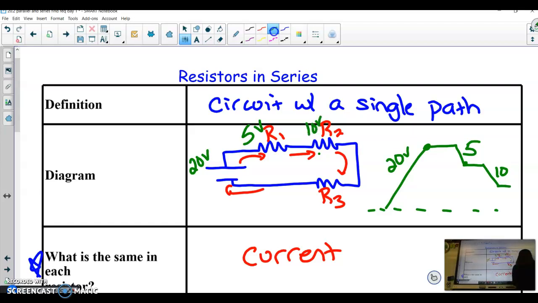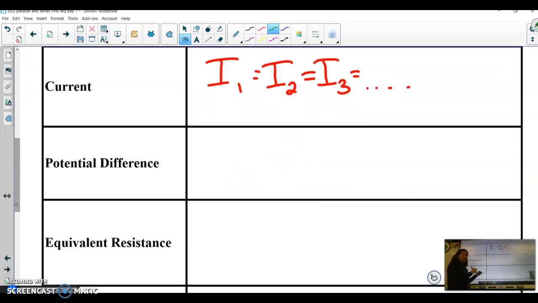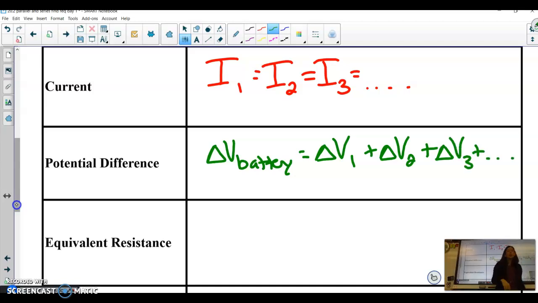Well, I've got to get down the rest of the way, so the last one would be 5 volts again. That way, the total of the battery is equal to the total of the 3 resistors. So if I add the potentials together, I get the potential of the battery. So the rule, and again, this only works for series, is that the potential difference of the battery is equal to the potential difference of the first resistor plus the potential difference of the second plus the potential difference of the third, and so on.